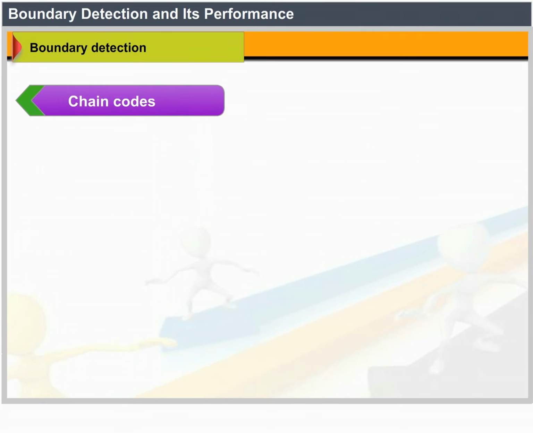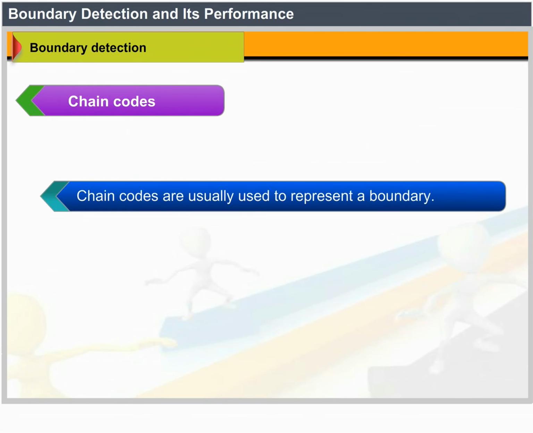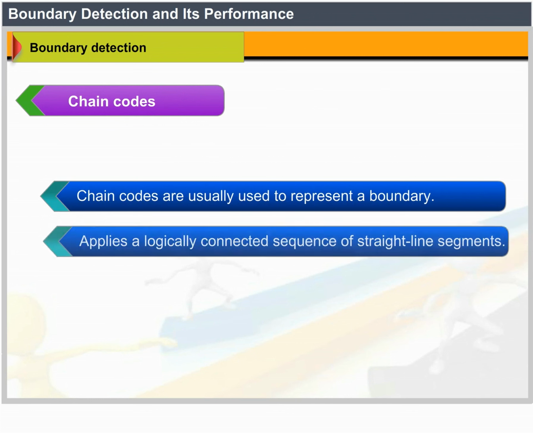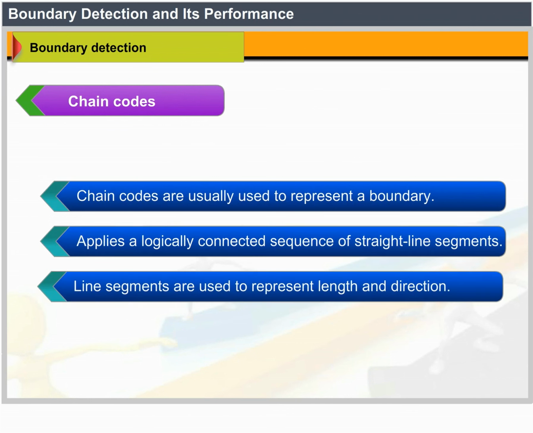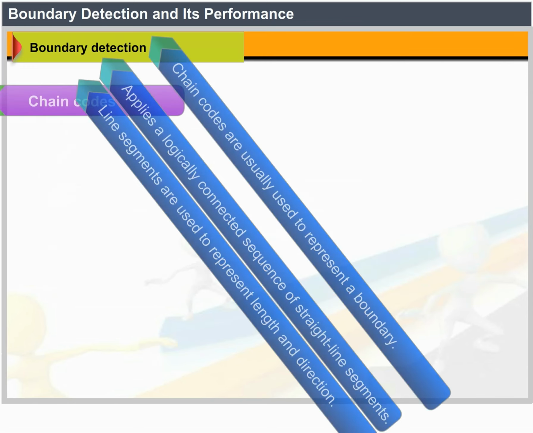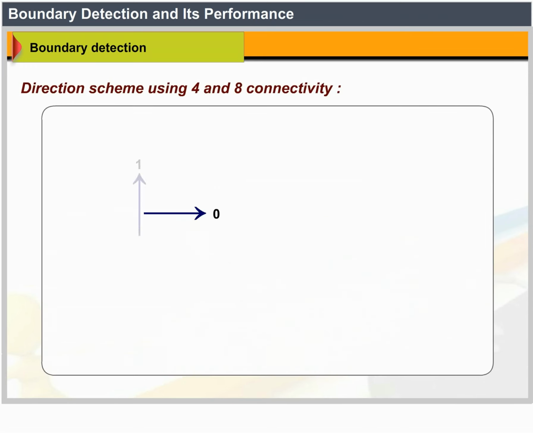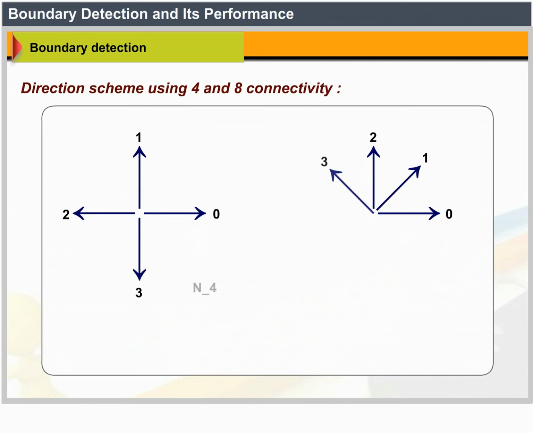Chain codes. Chain codes are used to represent a boundary. They use a logically connected sequence of straight line segments. Line segments are used to represent length and direction. The direction scheme using 4 and 8 connectivity can be seen on the screen.